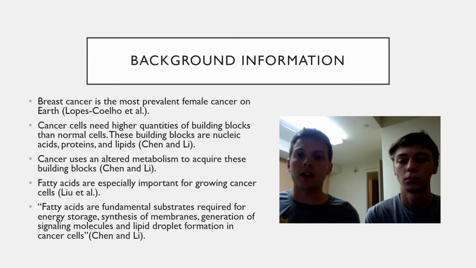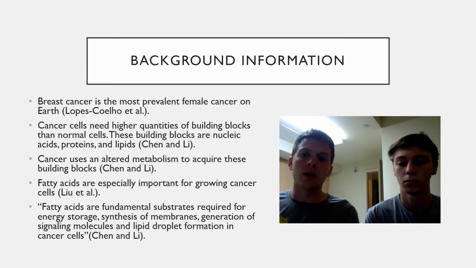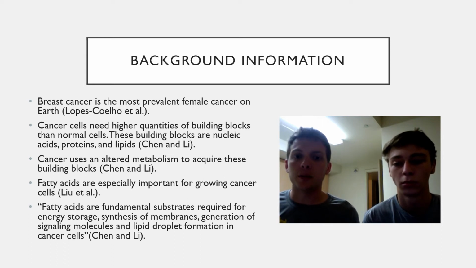But just thinking about cancer in general, cancer cells proliferate and grow much faster than regular cells, so they need to acquire the building blocks for cells a lot faster. So what that means is they have adaptations to get nucleic acids, proteins, and fatty acids faster than regular cells do. And so the studies that we looked at mainly focused on fatty acids, which are really important to cancer cells because they are useful for energy storage, synthesis of membranes, generation of signaling molecules, and lipid droplet formation.